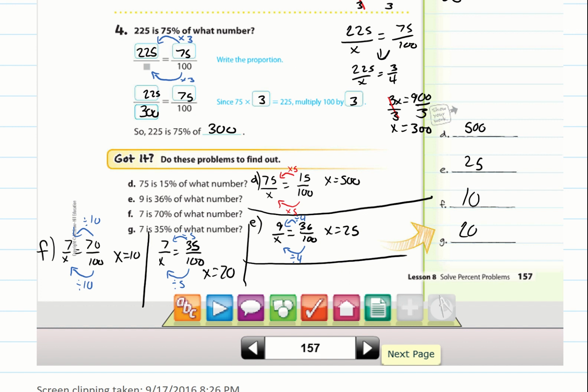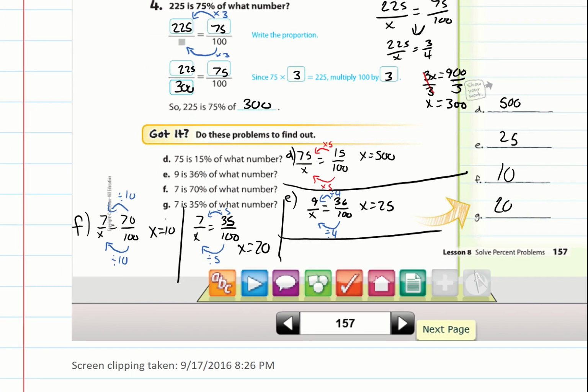For E, 9 is 36% of what number? So we have 9 over x equals 36 over 100. In order to get from 36 to 9, we can divide by 4. So we can do the same thing to the bottom. So 100 divided by 4 equals 25.